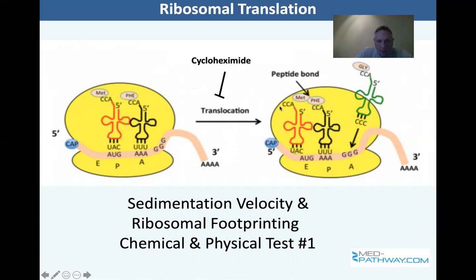And what happens then is you actually translocate and you actually make the peptide bond, opening up the A site, and then the new one can come in here. This is actually inhibited in eukaryotes by cycloheximide.